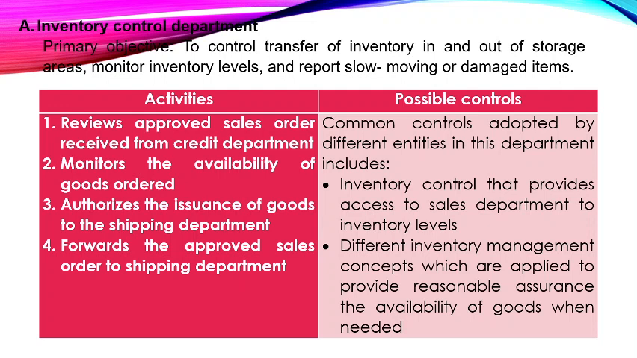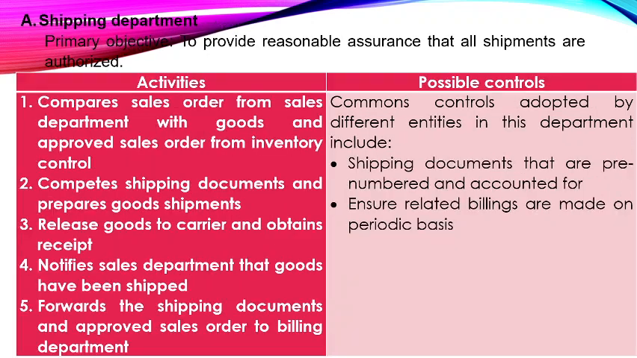What are some possible controls? The inventory control provides access to the sales department to inventory levels, and different inventory management concepts are applied to provide reasonable assurance of the availability of goods when needed. In the shipping department, the primary objective is to provide reasonable assurance that all shipments are authorized. So the activities here are: compare the sales order from the sales department with the goods and the approved sales order from inventory control.